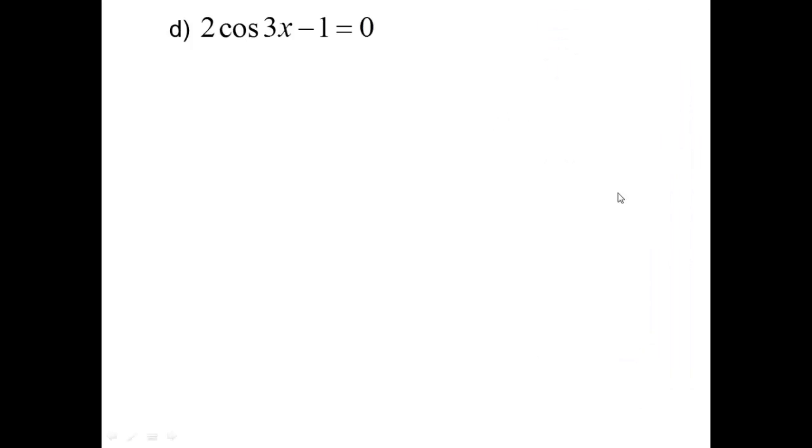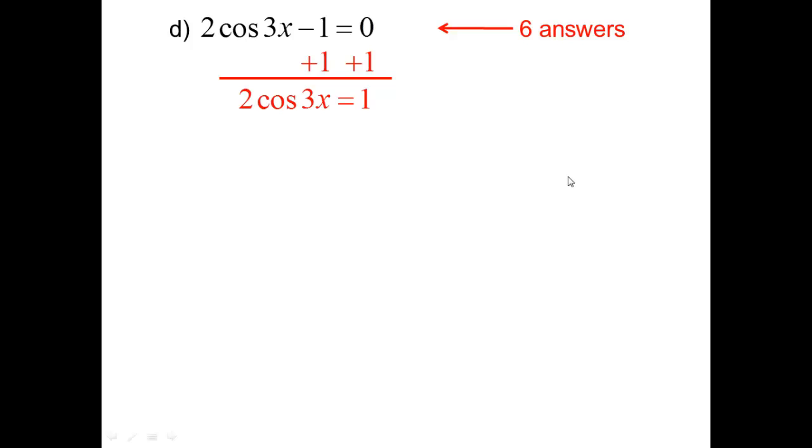All right. We've got 2 cosine of 3x minus 1. I said cosine normally has 2 answers, but it's a triple angle, so I'm going to expect 6 answers. Let's see what happens. So step 1, add 1, divide by 2. Now, what we're going to do here, we're not going to divide by 3 because we're not ready to divide by 3. We've got to get rid of that cosine before we can get rid of the 3. We've got to work from the outside in.